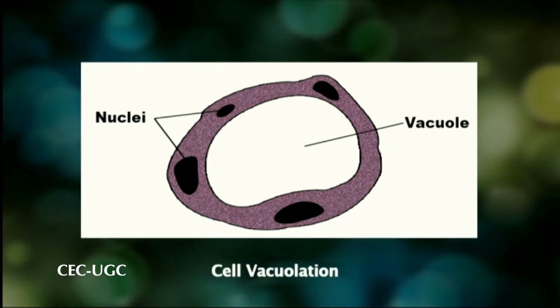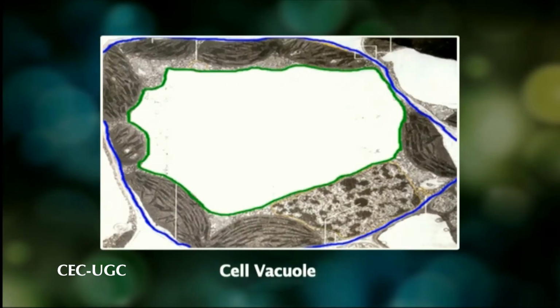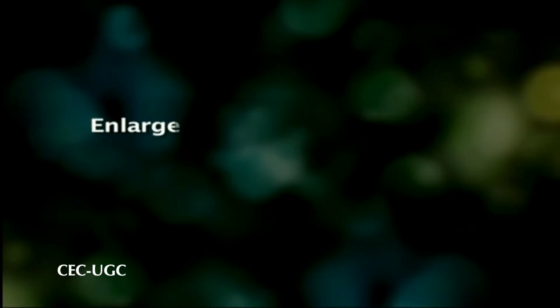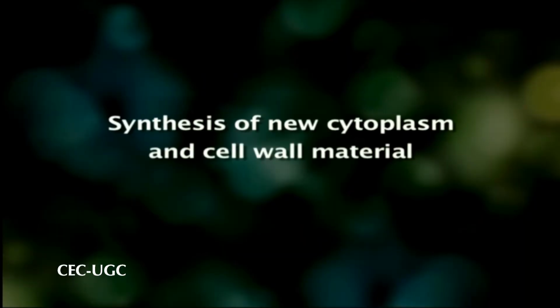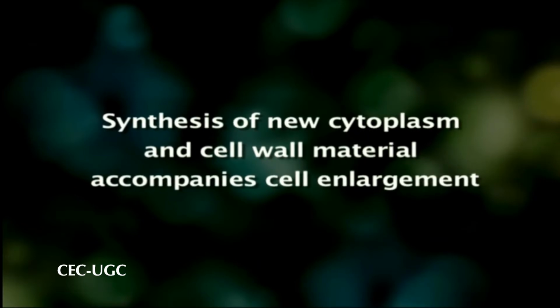Now, after cell division, cell enlargement takes place, and it is before cell maturation. The cells increase in size mainly due to vacuolation, that is, by the absorption of water. A big central vacuole appears which pushes the cytoplasm to be limited to a thin boundary layer against the cell wall. New cell wall material is synthesized to cope with the enlargement. It appears that cell enlargement due to vacuolation is governed by osmosis. In addition, synthesis of new cytoplasm and cell wall material also accompanies the cell enlargement.